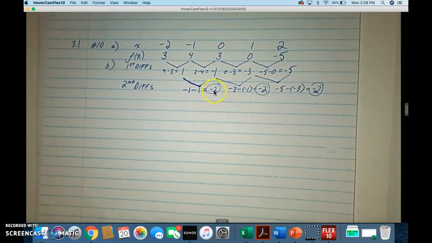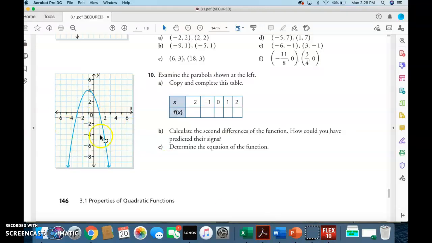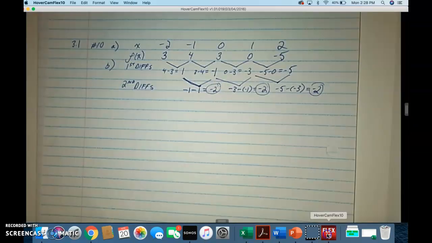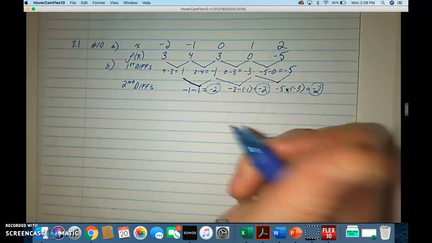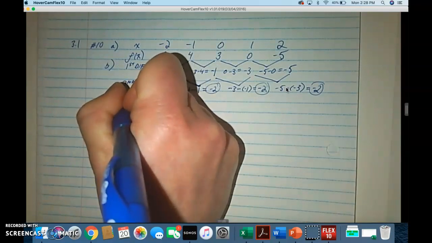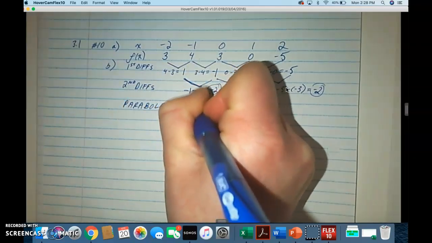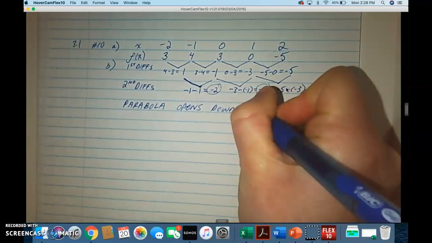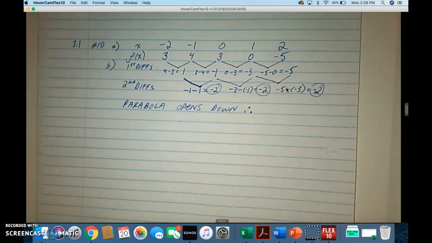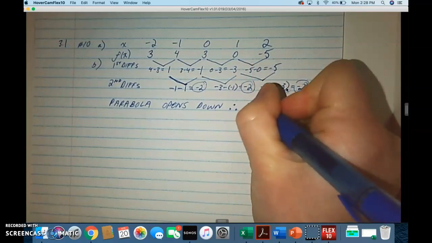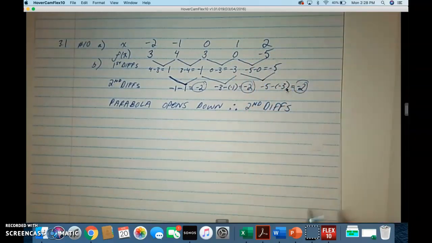Okay, now the connection between the sign on the second difference and the parabola that we see here, so you'll see here, how could you have predicted their signs? Because the parabola is opening down, I could have guessed in advance that my second differences would all be negative. Okay, so parabola opens down, and then I'm going to use this symbol for therefore because I'm lazy. Opens down, therefore second diffs are negative.